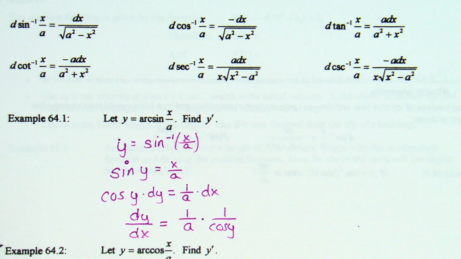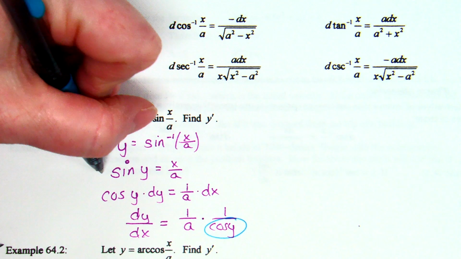Now, the problem we have here is we're finding y prime, or the derivative of y, but notice, what do we have in the problem? We still have a y in the problem, which you can't really have when you're finding y prime. Okay? So we're going to use a triangle here. I'm going to set up a triangle based on this right here. Sine of y equals x over a.